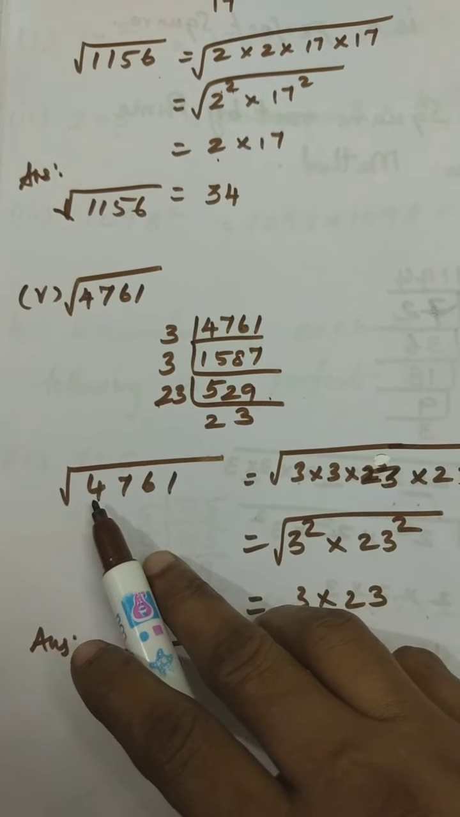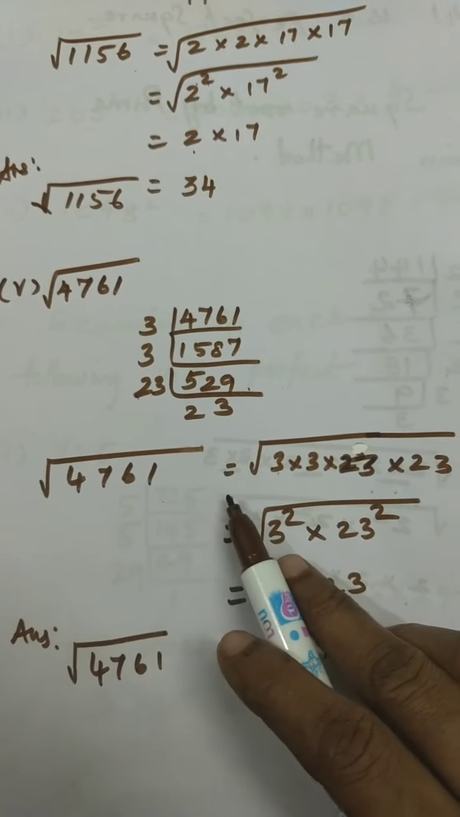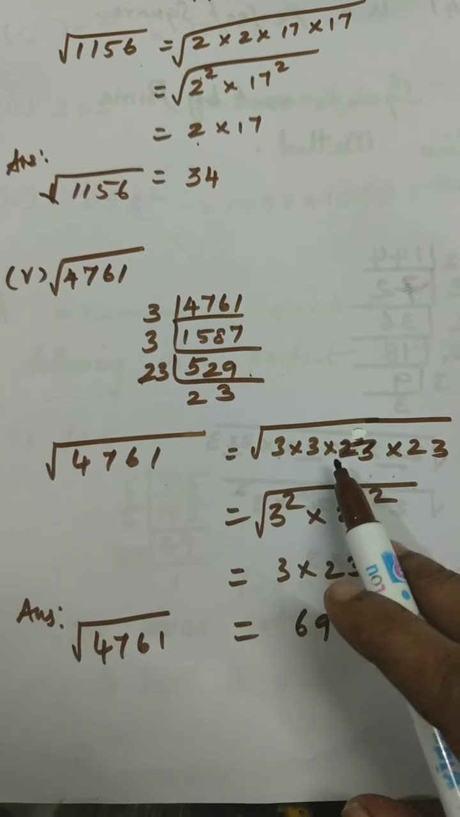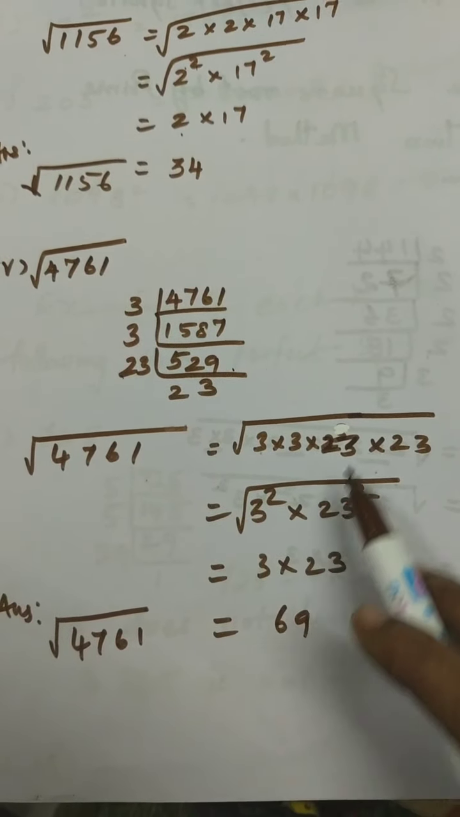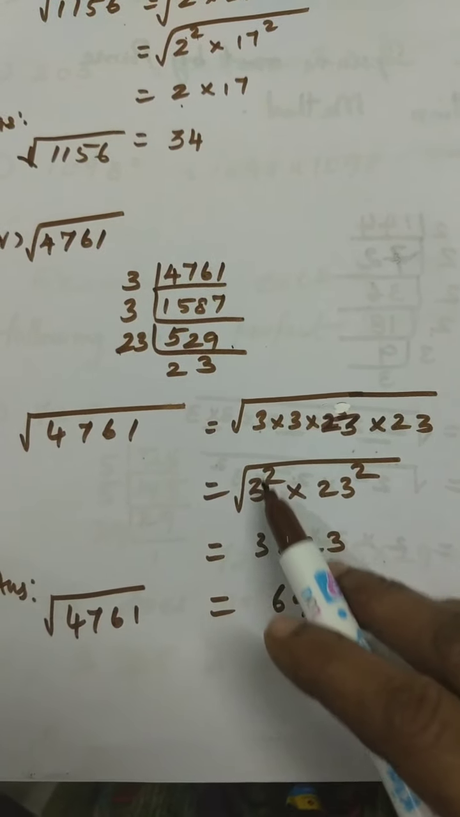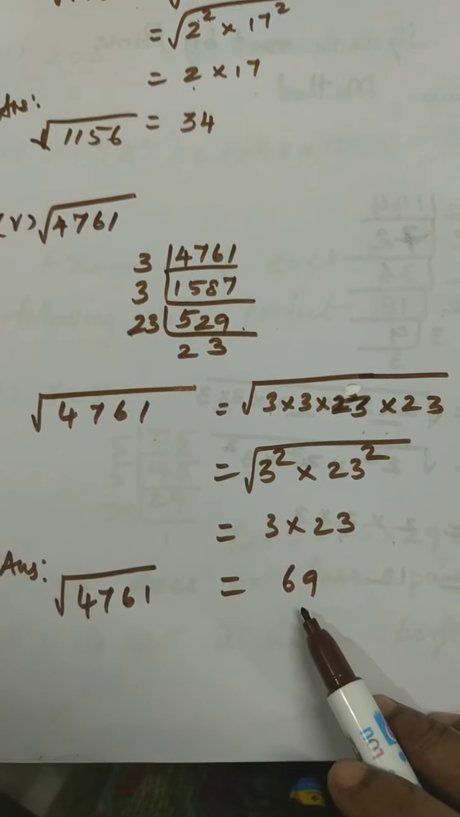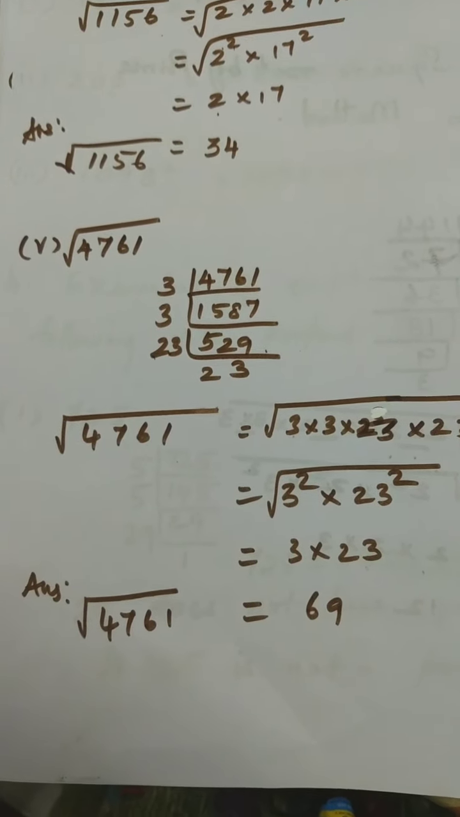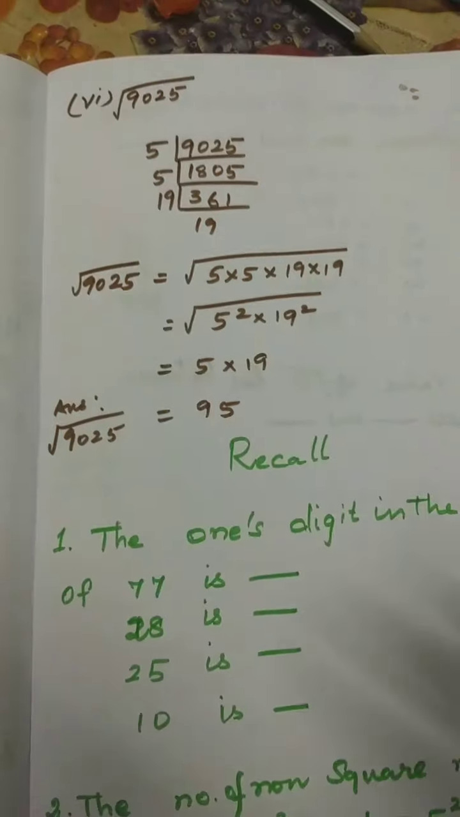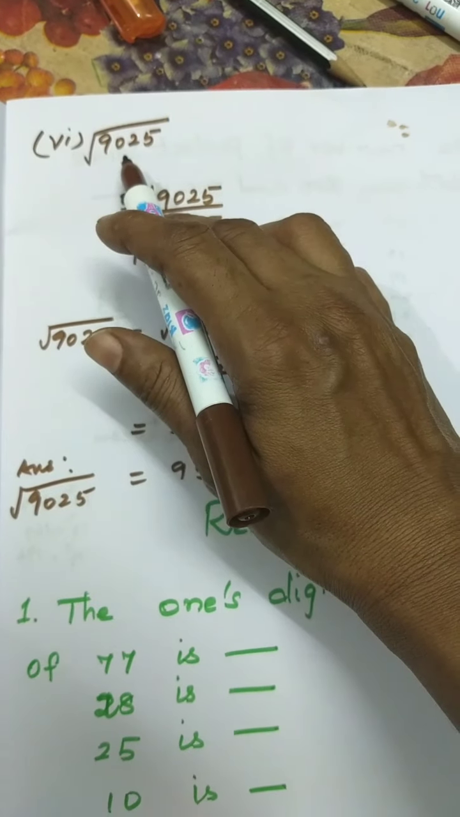Okay, then root of 4761 is equal to 3 into 3 into 23 into 23. That is 3 square into 23 square. So you have to take 1 of each outside. Then 3 into 23 is 69. So square root of 4761 is 69. Okay. And we shall see the 6th problem. Root of 9025.